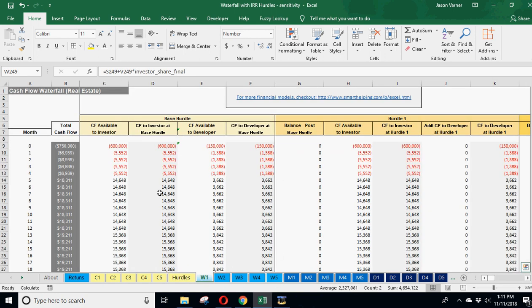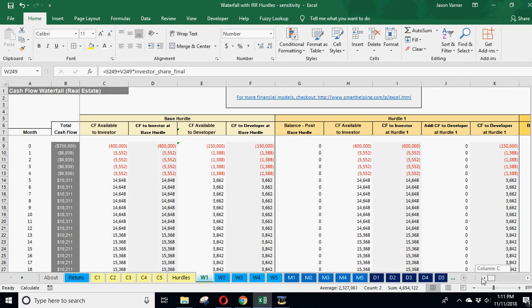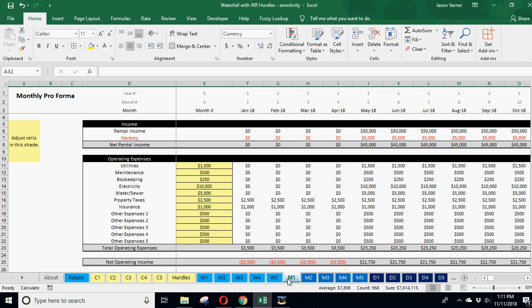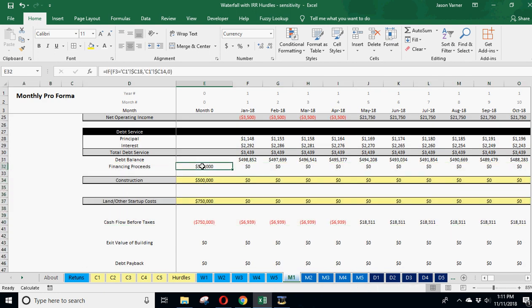These W1 through 5 are all the waterfall calculations for each of the scenarios. So this is the first scenario, and you can see basically you have the cash going out in the first month, and that's just based on some startup costs that you can manually enter here in month 0, and then any financing will come in also, and the cash flow will be calculated here. We're just doing month 0 is going to be where everything happens, and this is the initial investment or equity needed, either all from investors or some from investors, some from sponsors.